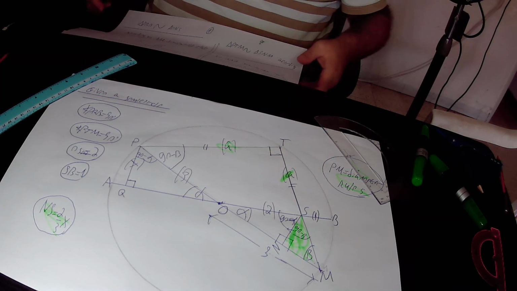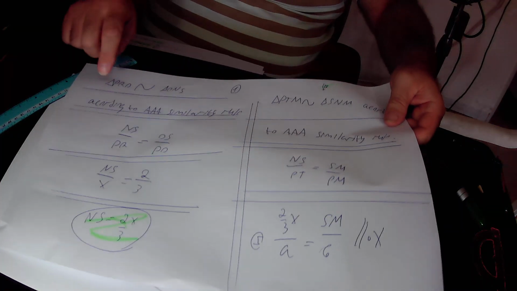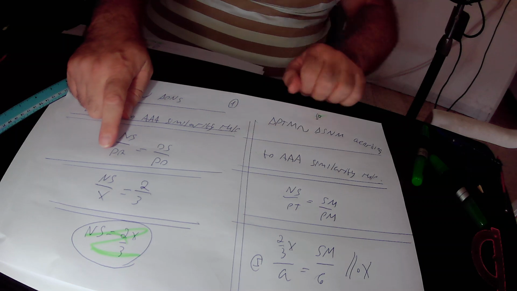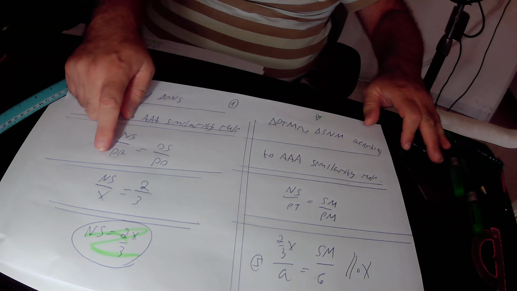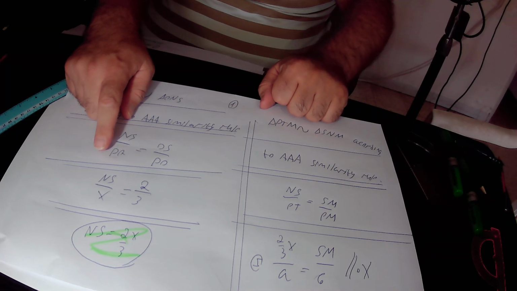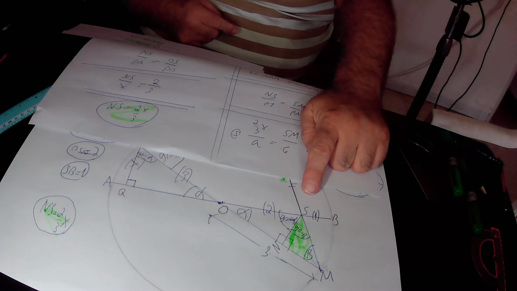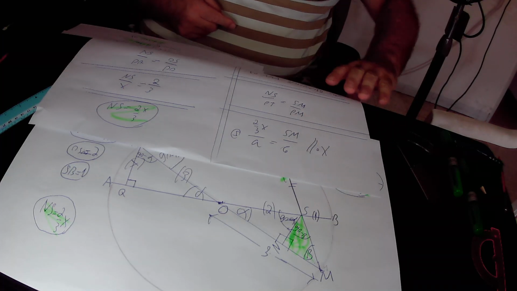So in total, we found that NS over x equals 2/3. Here we multiplied the equation by x and finally found that the missing side NS equals 2/3 x. This is the missing side NS, equal to 2/3 x units in length.